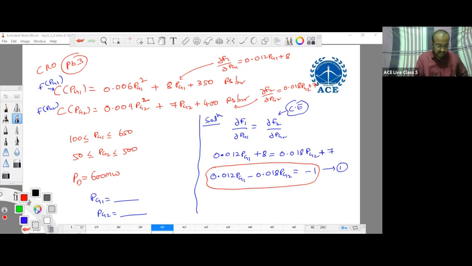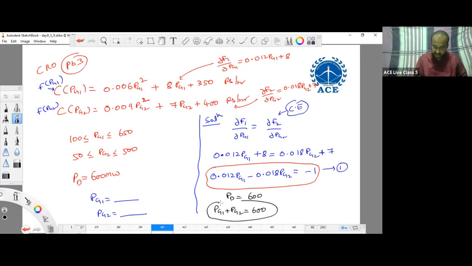What about the second equation? How do you get it? Here PD is how much? 600, and pg1 plus pg2 is 600. So this is the second equation. If you can solve this equation 1 and 2, you will get pg1 and pg2.